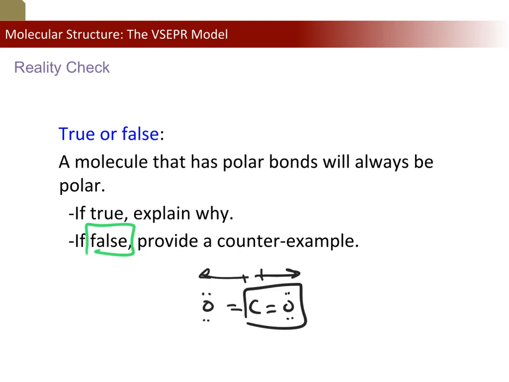So if you've got a bond that's polar, but it's also being counterbalanced by another bond that's polar, or even 2 or 3 more bonds that are all pulling equally but in opposite directions, the polar bonds may result in a nonpolar molecule. Well, that takes care of this video lesson.